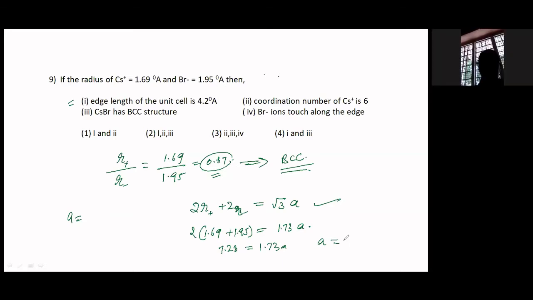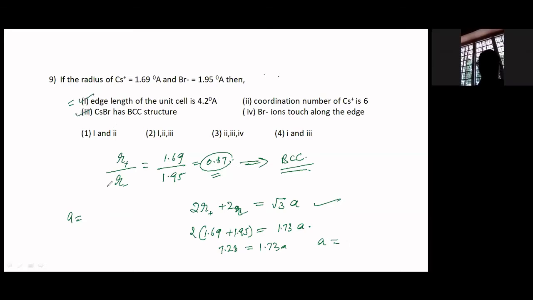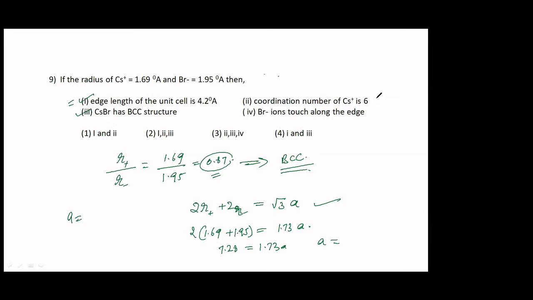4.20. Yeah. So which means the first one is correct, right? First one is correct. BCC structure is also correct. Coordination number cannot be 6, it has to be 8 because it is BCC. Cs plus and Br minus do not touch along the edge because the nearest neighbor distance is not 2R, it is equal to root 3A by 2, isn't it? Therefore, they do not touch. These two are wrong. These two are correct. 1 and 3.